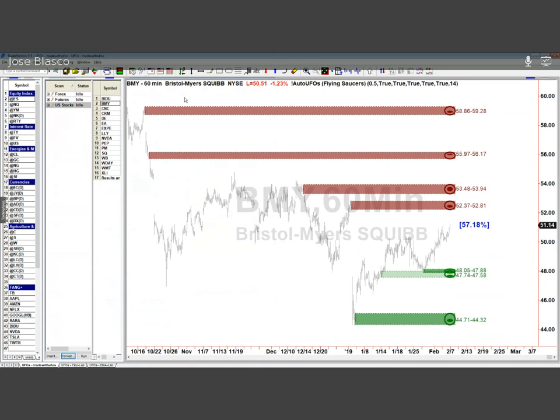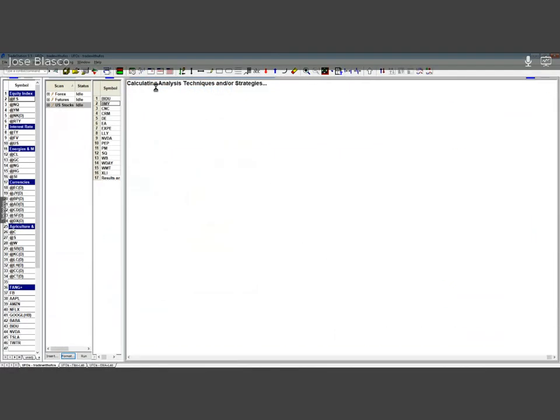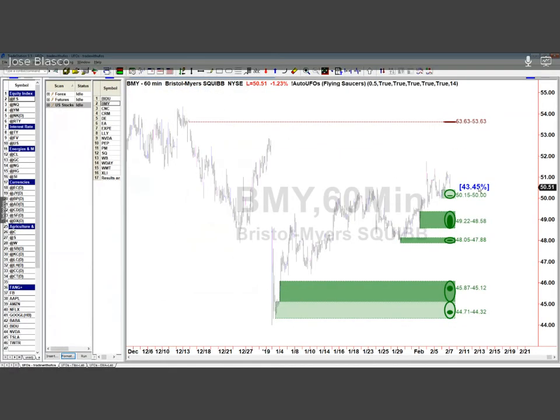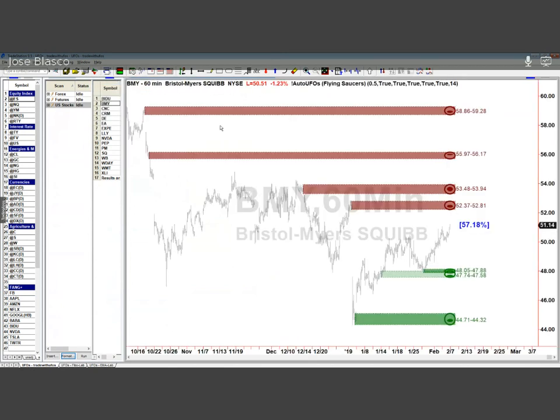On top of that, when looking at the UFOs applied to the 60-minute time frame of BMY, it's giving us a probability of 57%. I want to quickly check as well what the probability would be if I was to look at pre-market and post-market data, which is now 43%. So you can see pre and post-market data happens to be much less relevant for this particular stock. So in this case, I will just stick with regular trading hours data, and that's it.